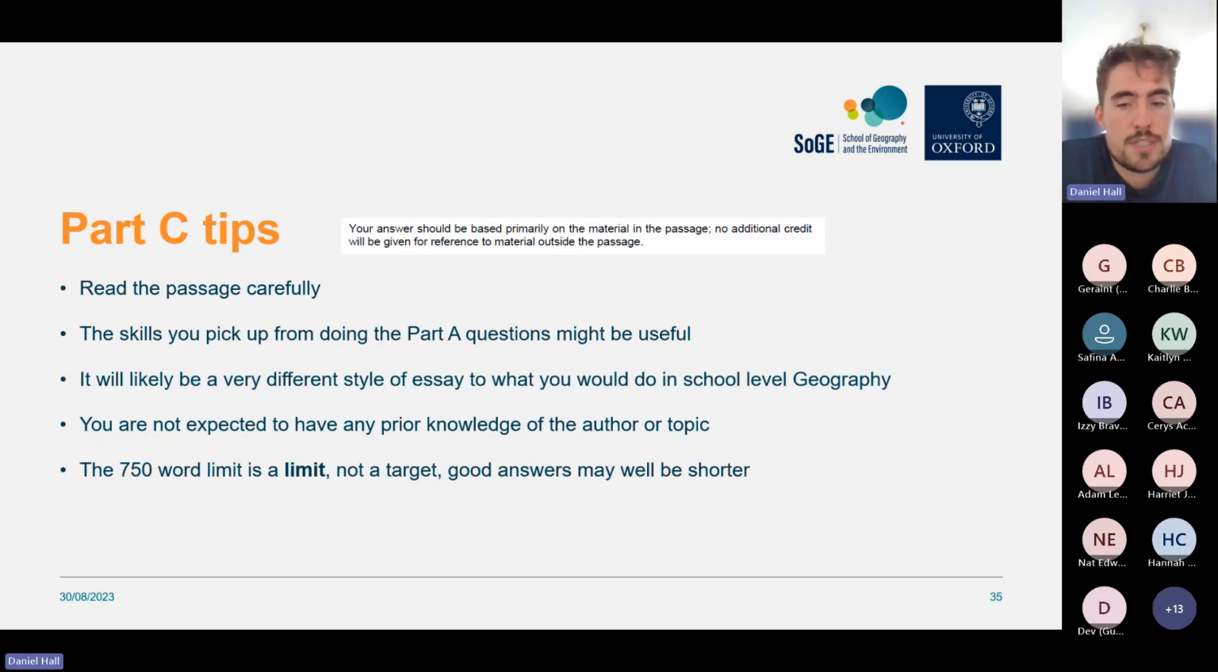This is a limit, so it's not a target. So don't worry about your answer being 749 words. Good answers may well be shorter.